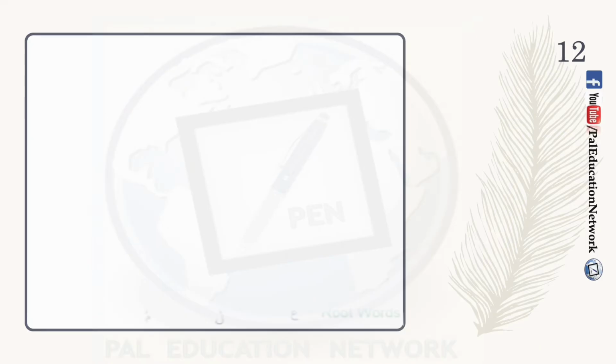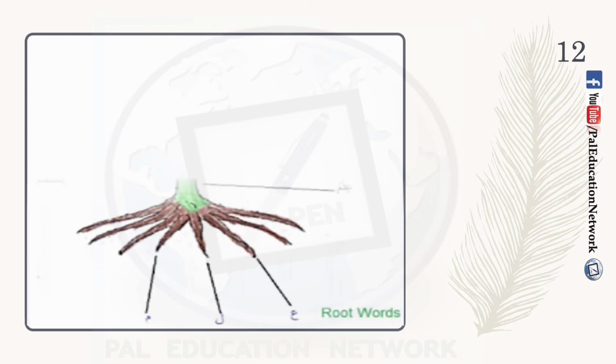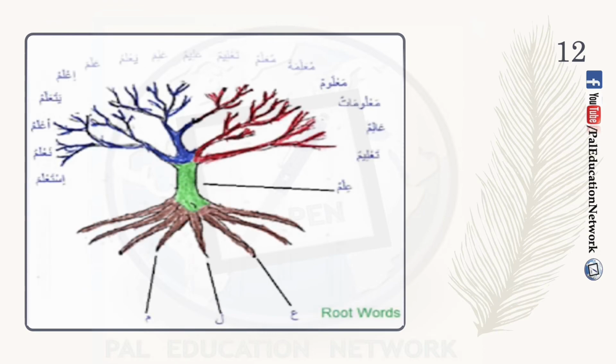So let's look at some Arabic example here. Okay, so let's look at this example, Ain Lam Mim. And from here, can you say one word with the Ain Lam Mim family? Which word can you tell me?